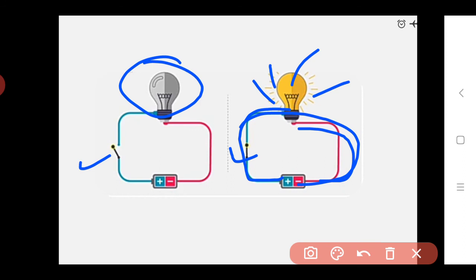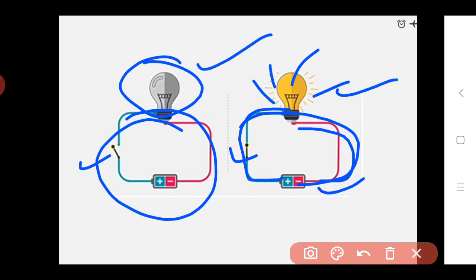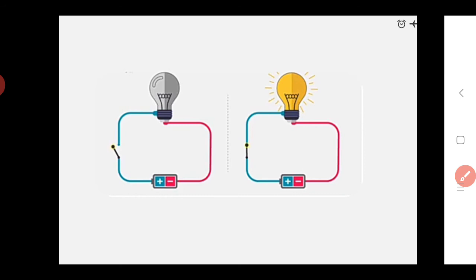So in that way, this is the electric circuit in which all these electric components are connected to one another. So here we see the electric circuit.